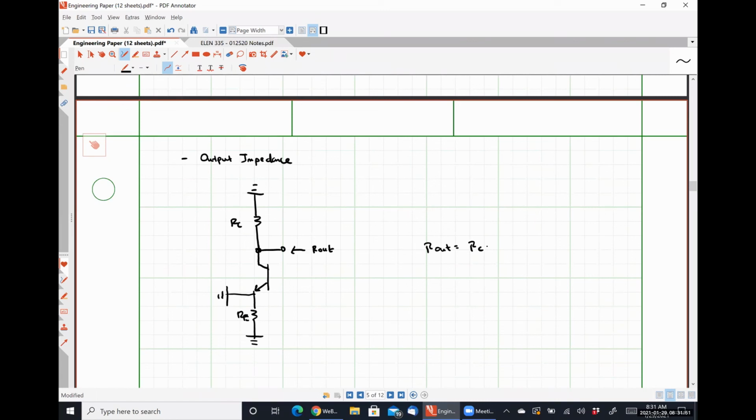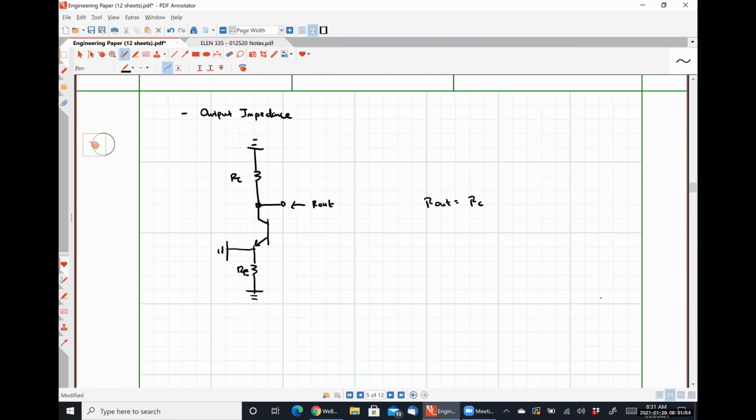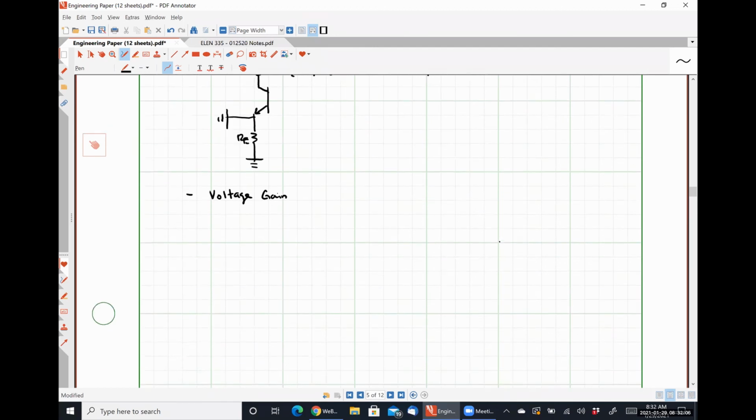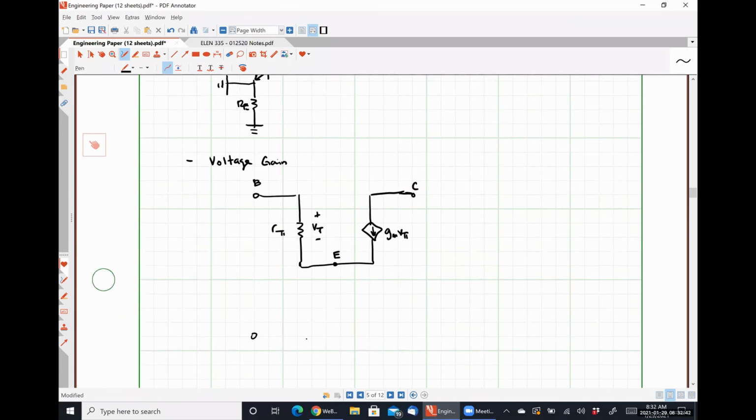Now our voltage gain, we are going to have to draw our small signal model, but we'll see that it's rather easy to analyze. So here is our base, here is our collector. This is our emitter. And then down here is going to be our ground terminal.